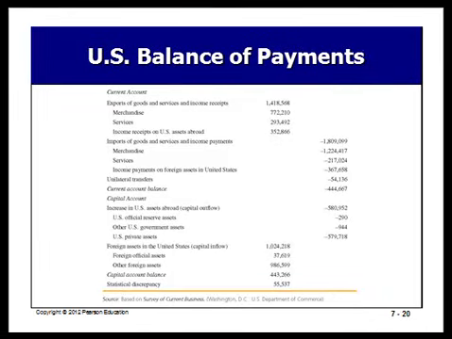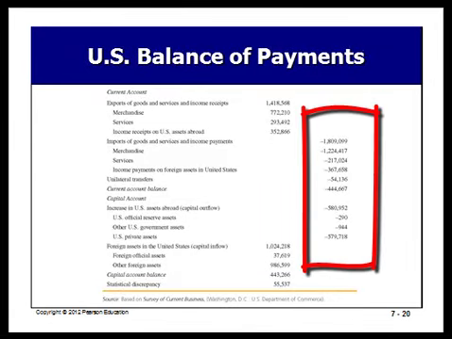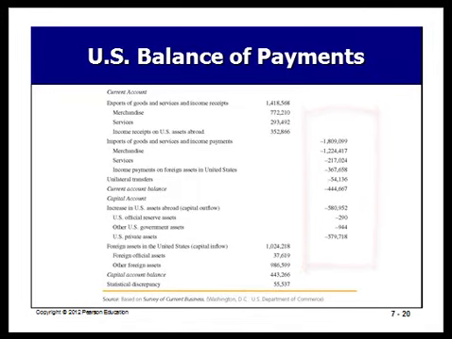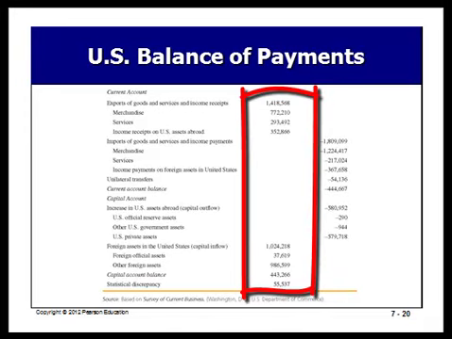This table shows the U.S. balance of payment position for one recent year. Payments to entities in other nations are reductions in the balance of payments accounts and recorded with a minus sign. Receipts from other nations are additions to the balance of payments accounts and recorded with a plus sign.